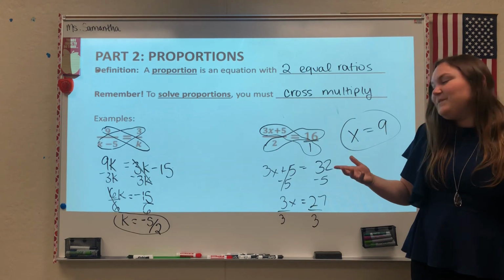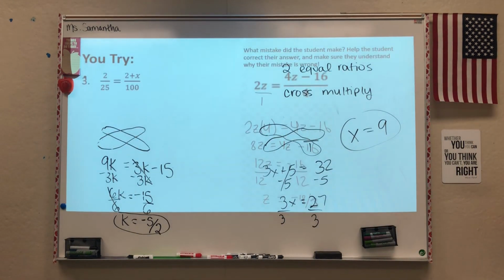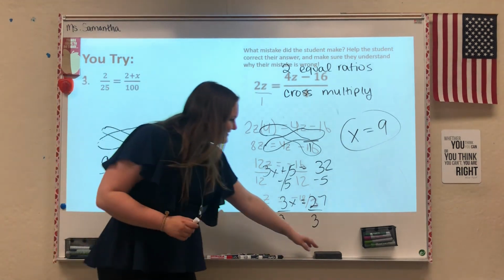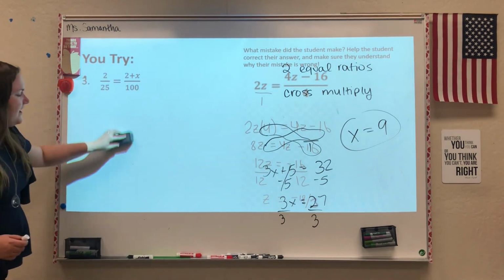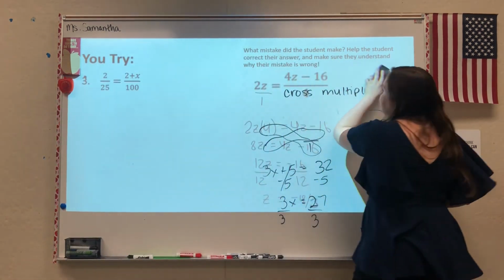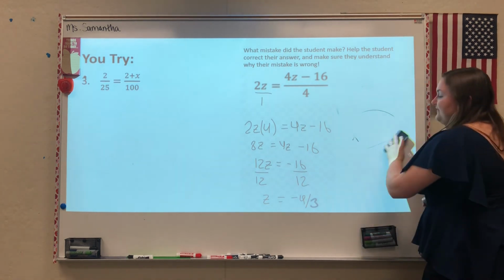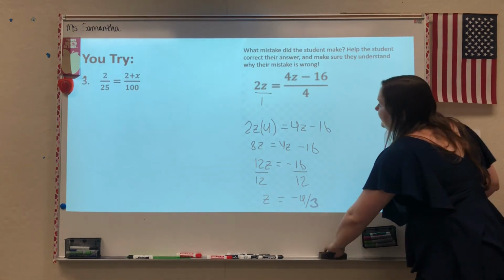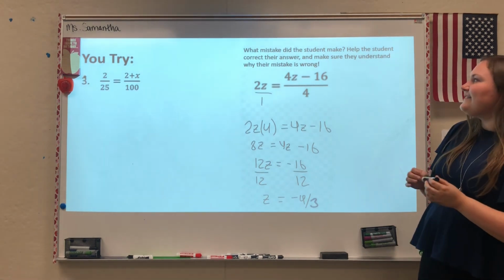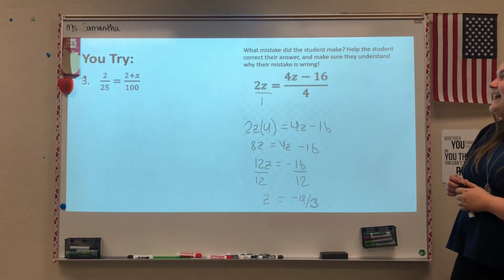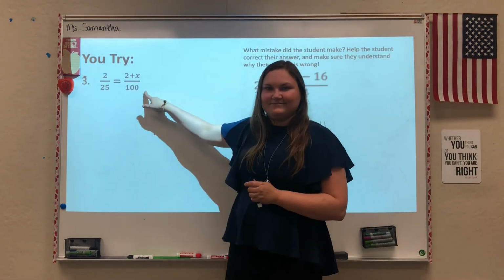That's my last example. I have 2 last problems for you to try. I will clean the board so you can see them. This first one here is just a proportion similar to what we were already doing to solve. This one over here is a little different. The directions say, what mistake did the student make, help the student correct their answer, and make sure they understand why their mistake is wrong. Go ahead and try this first one.